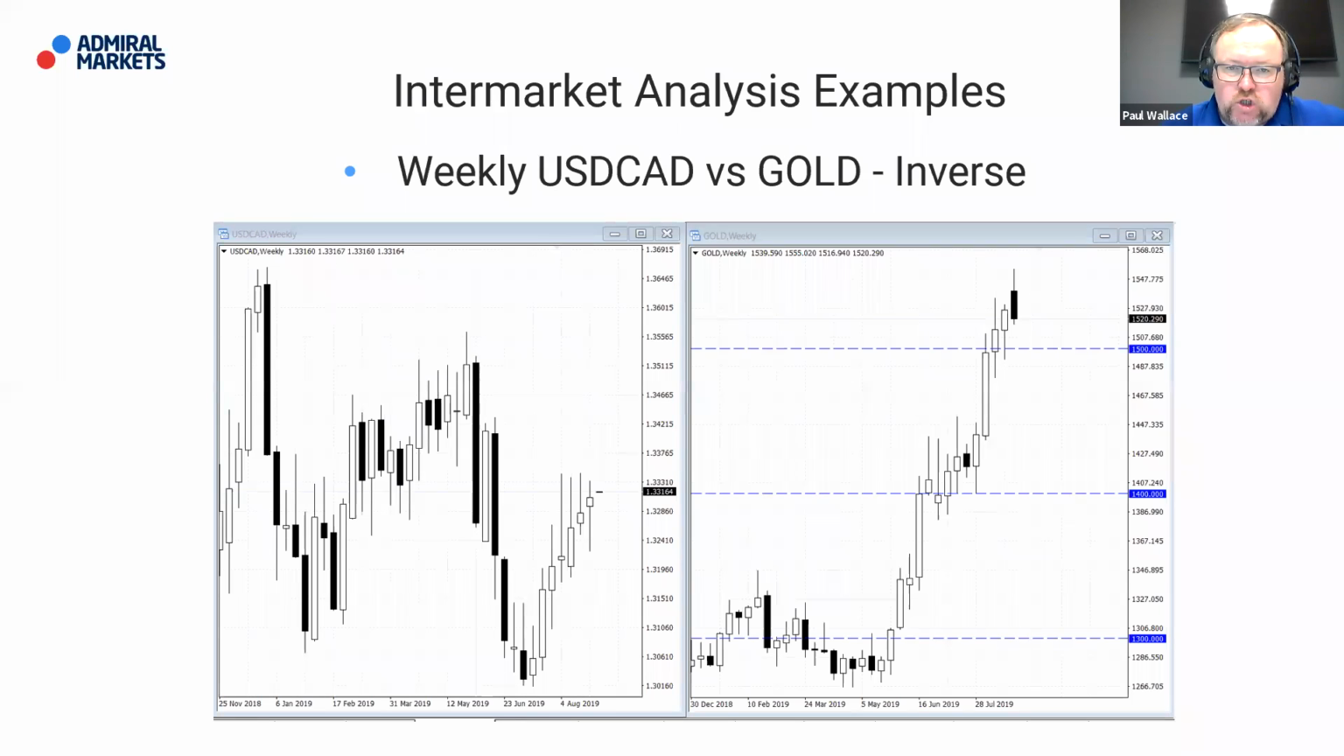Because we just talked about how Canada is a big exporter of oil. It's also a great big exporter of gold as well. And it's interesting to look at at this moment, because normally we see quite a strong correlation between the Canadian dollar and gold.